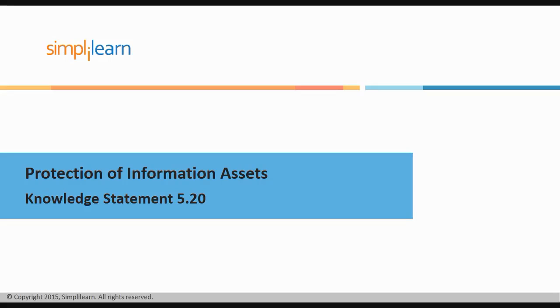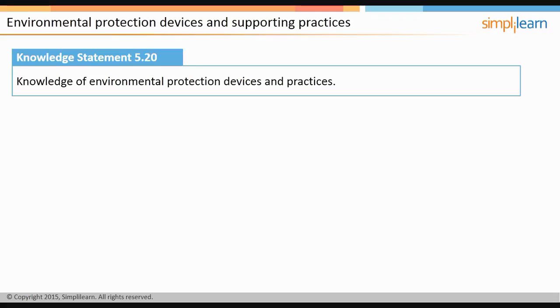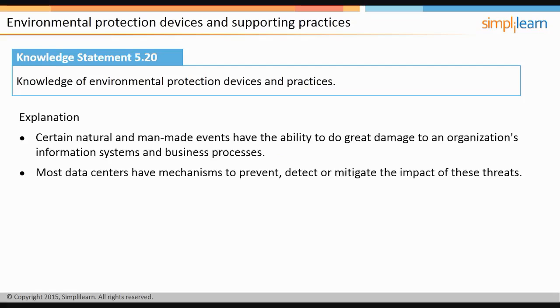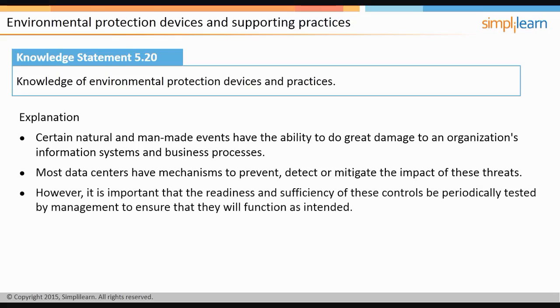Let us discuss about environmental protection devices and supporting practices in the next screen. CISA candidate has to have a knowledge of environmental protection devices and supporting practices. Certain natural and man-made events have the ability to do great damage to an organization's information systems and business processes. Most data centers have mechanisms to prevent, detect, or mitigate the impact of these threats. However, it is important that the readiness and sufficiency of these controls be periodically tested by management to ensure that they will function as intended.